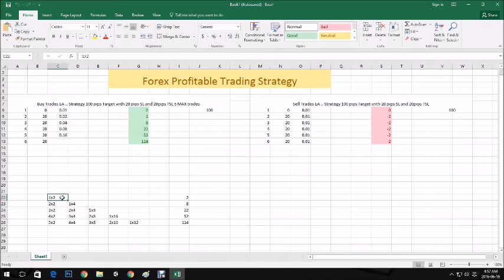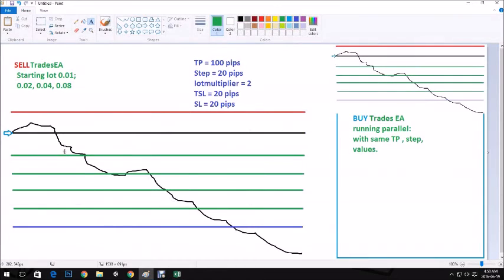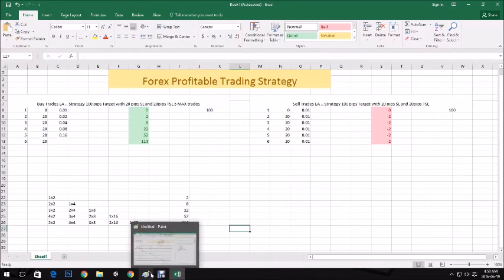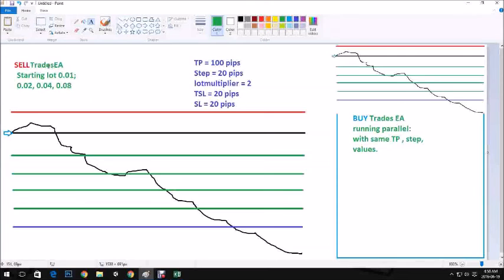when we are in our first 20 pips, we will have this much profit. With the market going another 20 pips in our favor, this will be our first trade, this will be our second trade, and we have $8 profit for it. And when our market reaches 60 pips, then we will have this much profit, and so on. Okay, so this was the strategy of the sell trades EA.